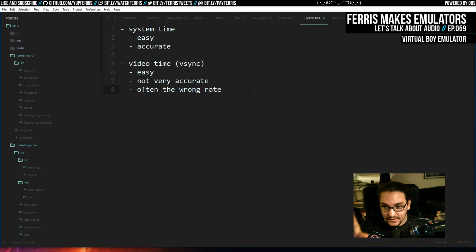But in this architecture, in RushOboy for example, as long as we know a number of cycles that we want to run the emulator, then we're fine. We could get that time from anywhere, and that's why I want to talk about different places where you could get that. We get it from the system time, or from the video time.